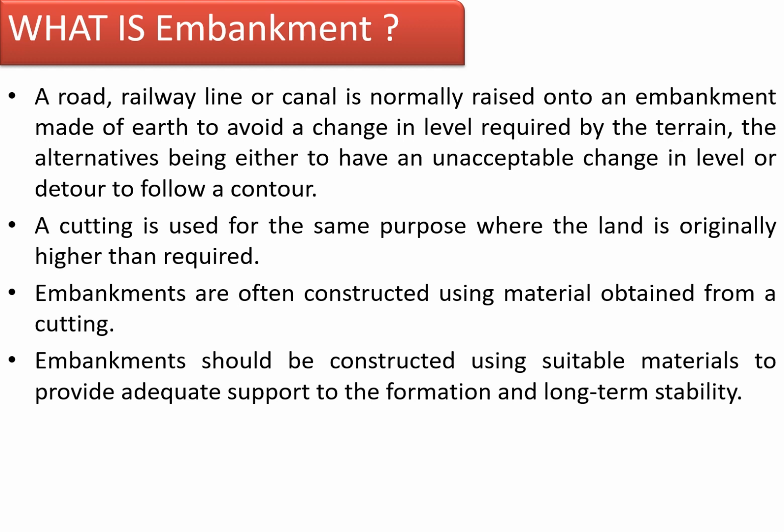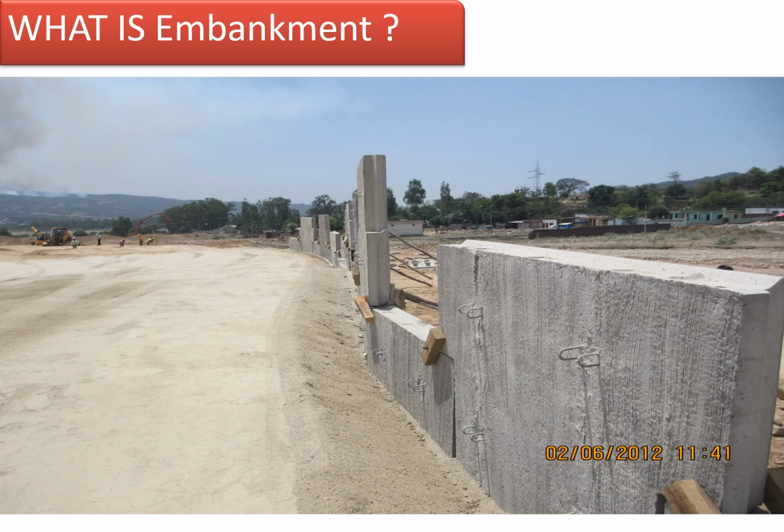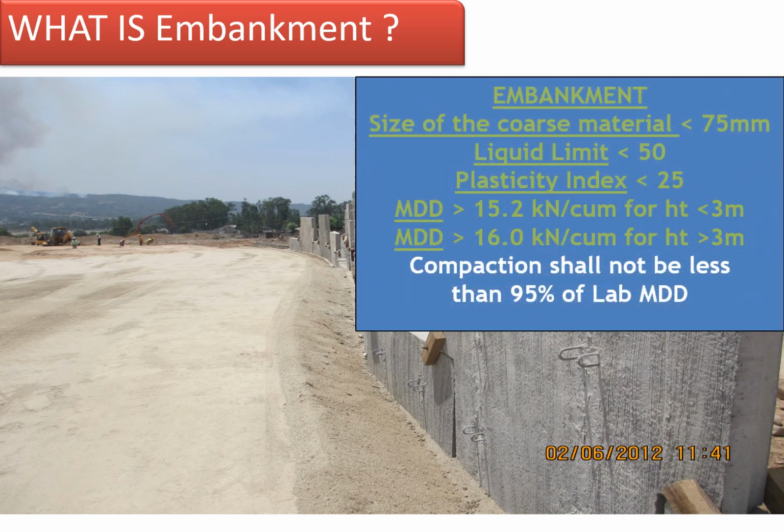Embankments should be constructed using suitable materials to provide adequate support to the formations and long-term stability. The photograph shows the construction of embankment work in progress. If you see the specification of the materials to be used as embankment, the size of the material is restricted to less than 75 millimeters. The liquid limit value should be less than 50. The plasticity index should have a value less than 25.